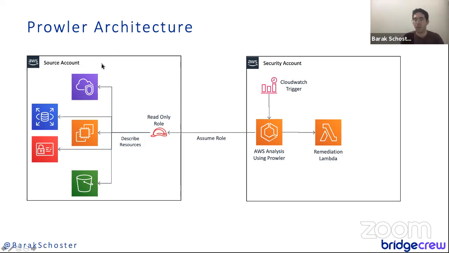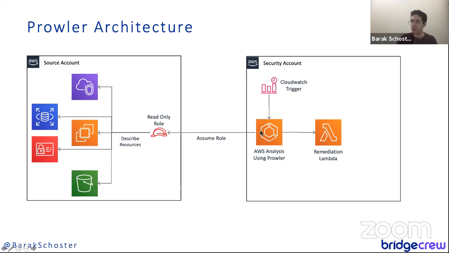So on the left side, what I have is my source account, which can be my production account. It has some databases, IAM roles, EC2 instances, and S3 buckets. And what I want to do is to have a security account that queries it for the different misconfigs.